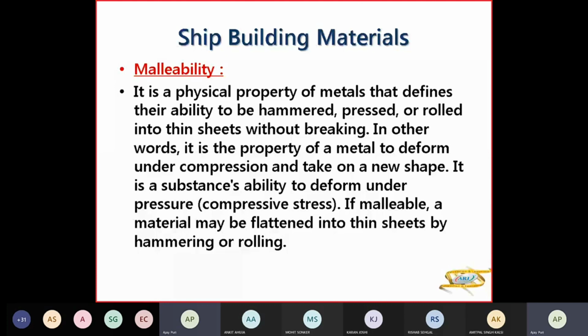Now we come to malleability. Malleability is a property of the material so that it can be hammered into thin sheets, like you have for aluminum, or copper, or silver, which you have on your sweetmeats, or sweets which have a coating of silver. So that is malleability. It is the property of metal to deform under compression and take a new shape, or the substance's ability to deform under pressure or a compressive stress. The material may be flattened into thin sheets by hammering or rolling.